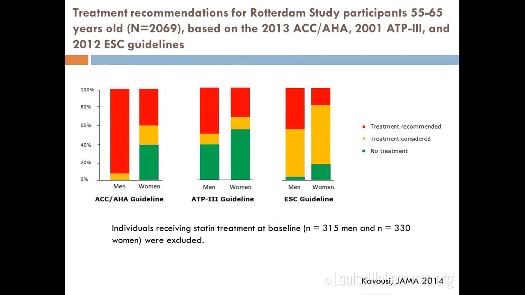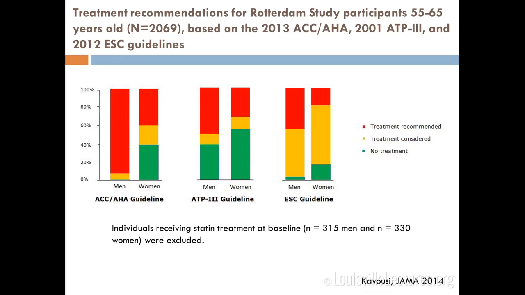This is a European cohort. And before they get to showing how it's calibrated and if it overestimates or not, they just showed a comparison here of who is recommended for treatment. The red is a treatment recommendation. The yellow is consider treatment, and green is that treatment is not recommended. If you look at adults 55 to 65 in this cohort, almost all the men are recommended to be treated, as compared to a sizable portion of women.